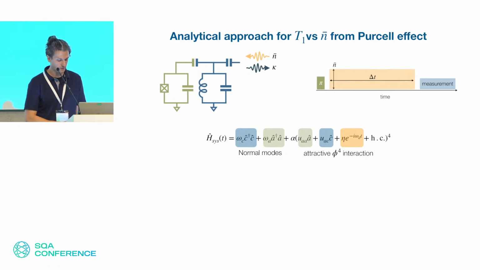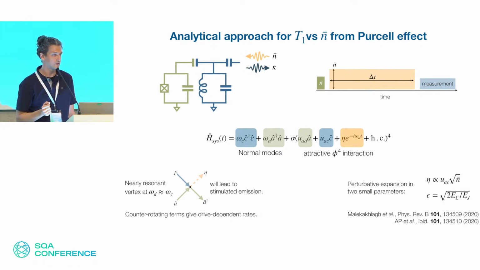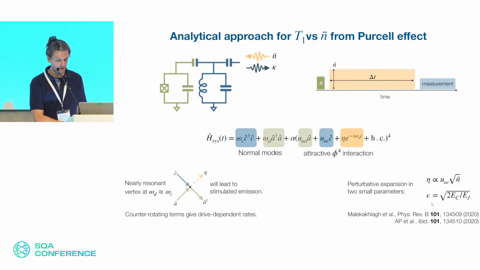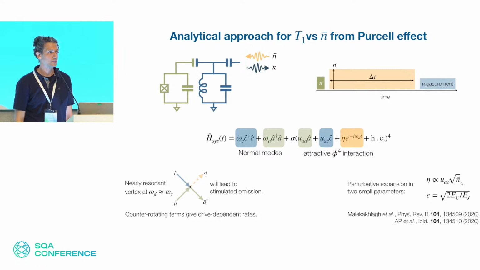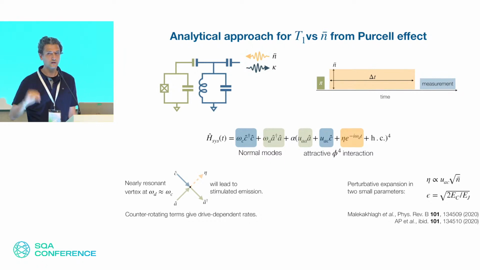And now we can do a perturbation theory because we have the coupling strength here, which is essentially the signed anharmonicity in the problem. And at the same time, we have the drive strength eta here, which is proportional to the square root of the mean photon number. All right, so essentially we will be doing a perturbation theory in both the weak anharmonicity of the transmon and the drive power.